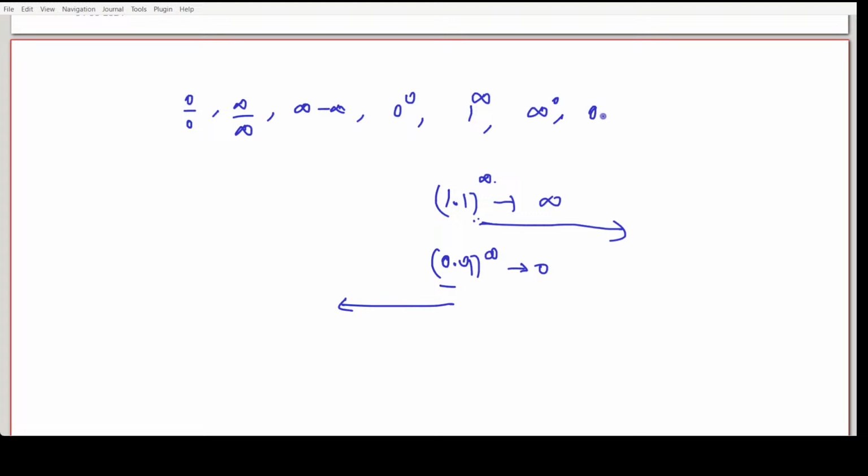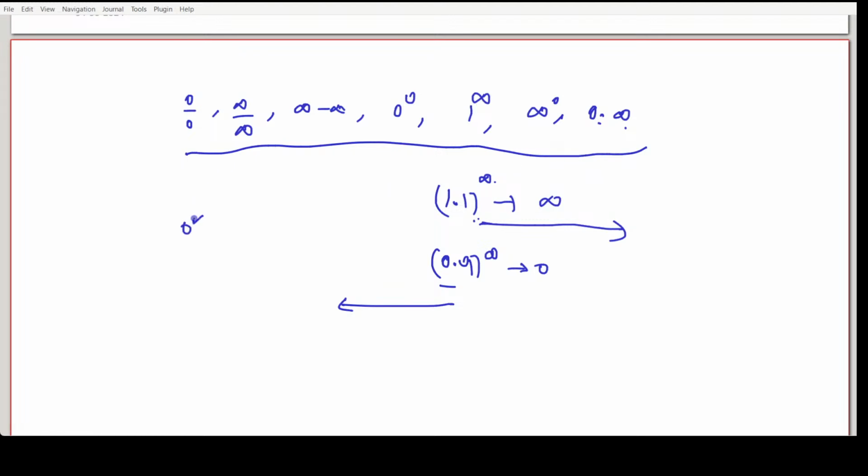Then another thing is 0 times infinity. Anything into 0 is 0, but infinity into anything is actually infinity. So we are not clear. Okay, so we have got all these cases. Understood?